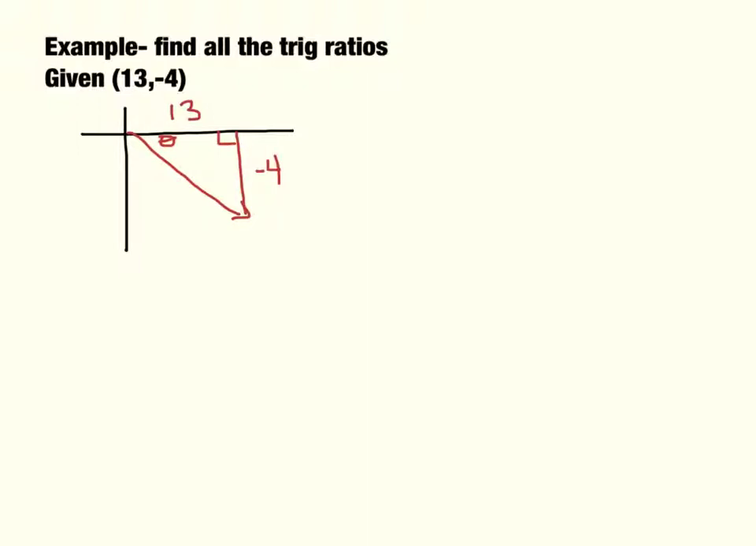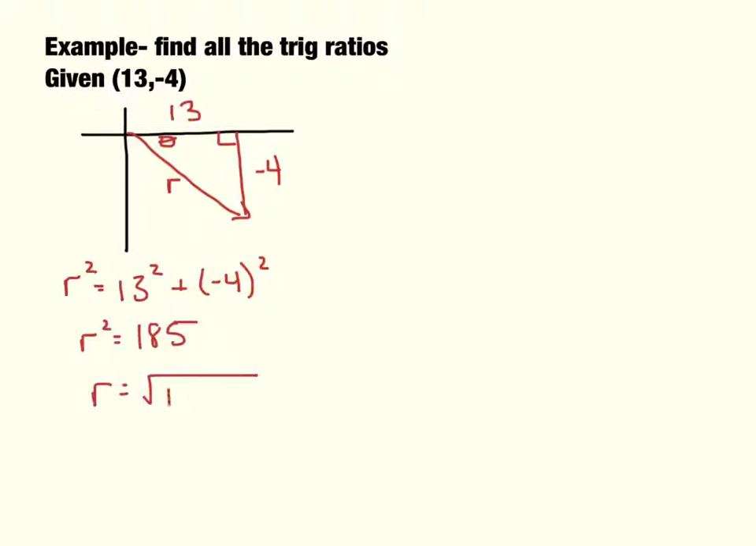There's theta. Before I can do all my ratios, I'm going to have to figure out what the radius is by just figuring out the hypotenuse. To figure out the hypotenuse of a right triangle with two sides, I use the Pythagorean theorem. So r squared equals 13 squared plus negative 4 squared. So r squared is equal to 169 plus 16, which is 185. So the r is equal to the square root of 185. And we could simplify this radical, but for right now we'll just leave that.